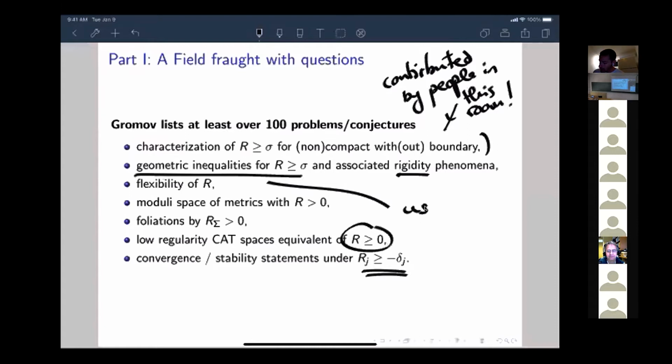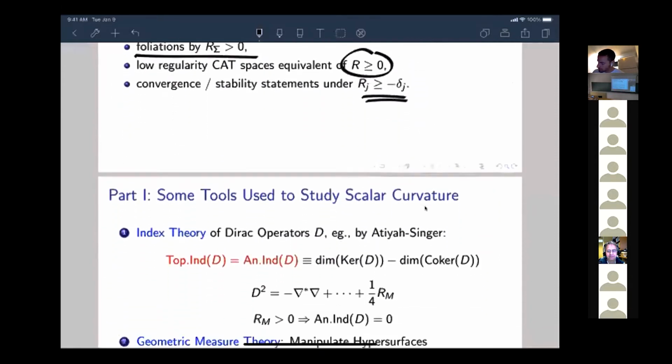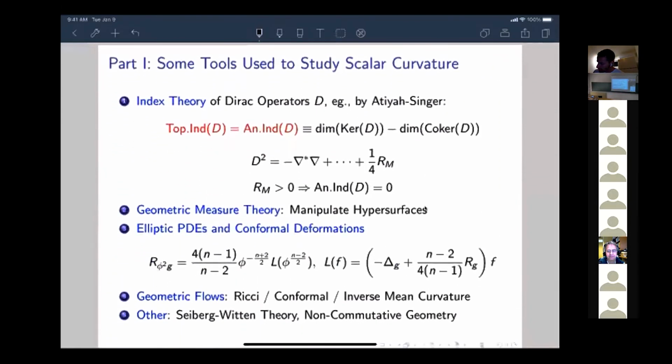You could think about whether something admits a foliation by leaves which are PSC. You can think about the moduli space of metrics with PSC. So there's all sorts of things. And finally, this is my last slide of the introductory part.